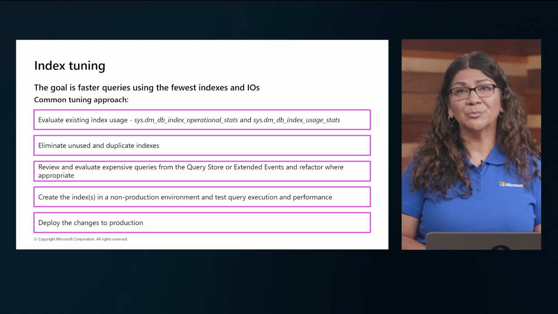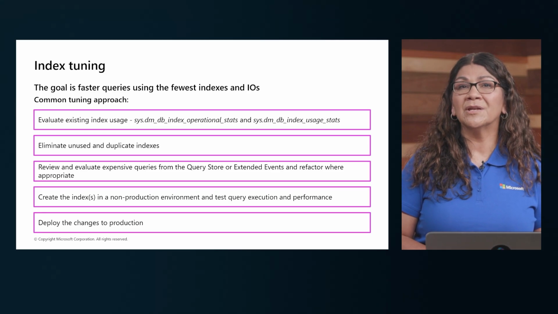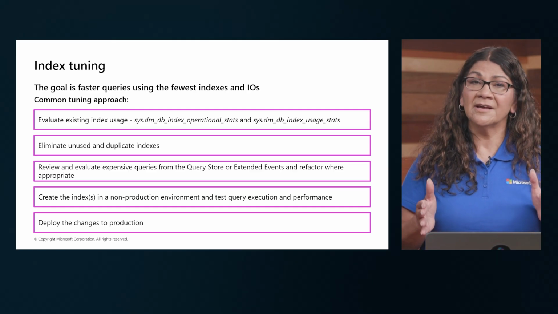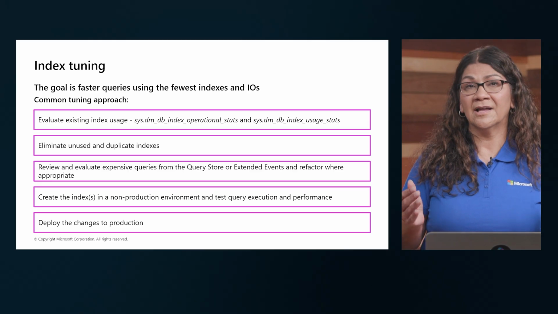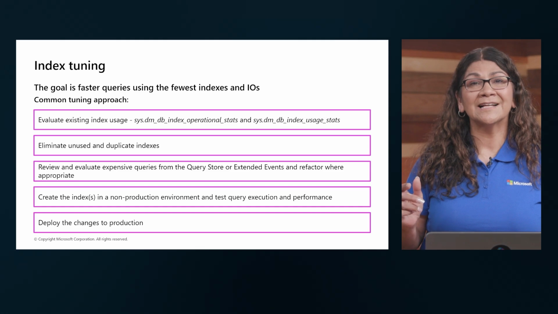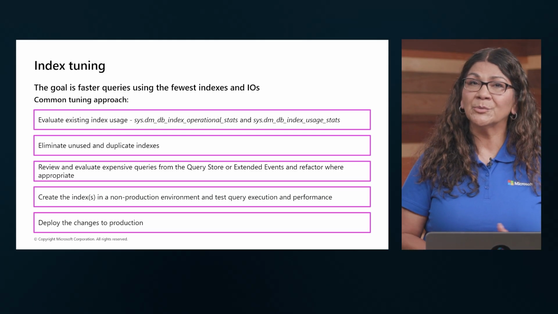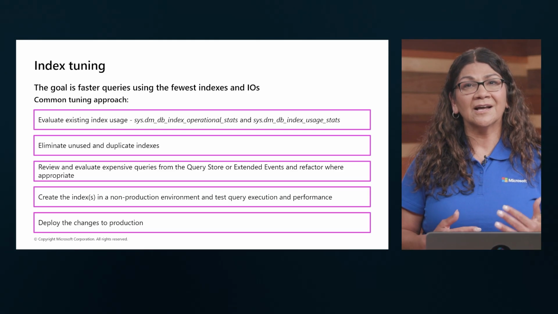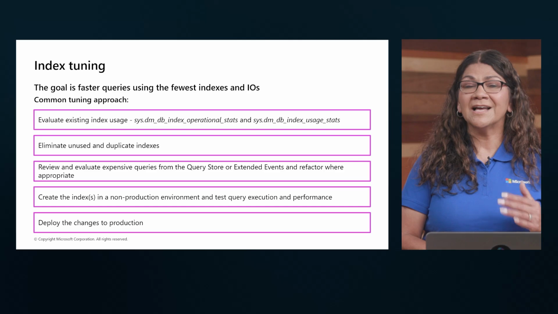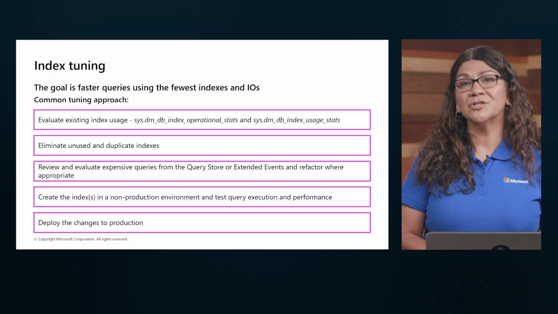Now we see a structured approach to optimizing SQL Server indexes for faster queries with minimal I/O overhead. It emphasizes evaluating current index use via system views like sys.dm_db_index_operational_stats and sys.dm_db_index_usage_stats, then removing unused or duplicate indexes, analyzing costly queries from the Query Store or through Extended Events, testing new indexes in non-production environments, and finally deploying them to production.